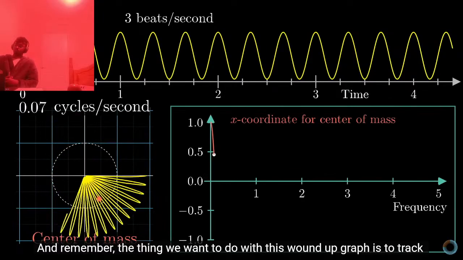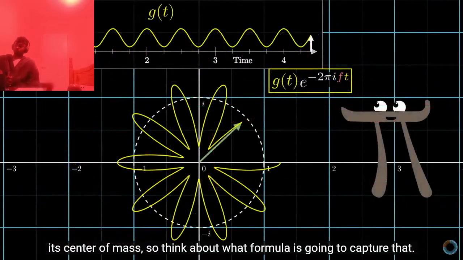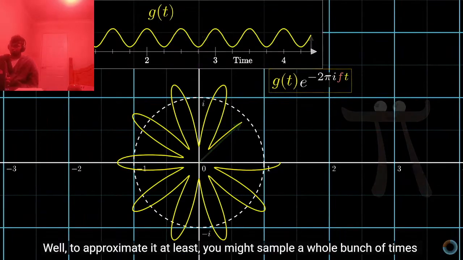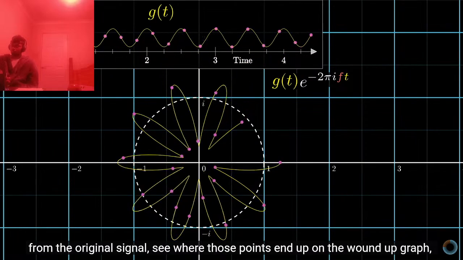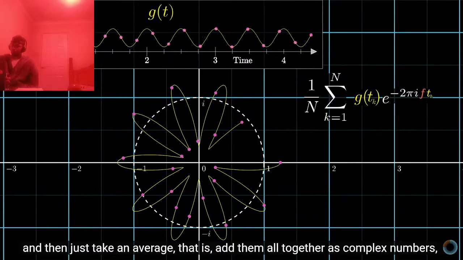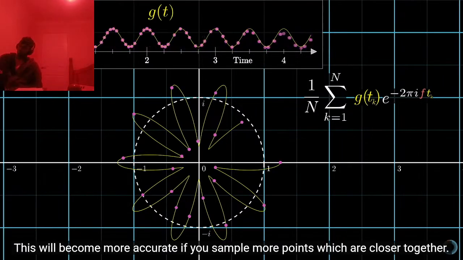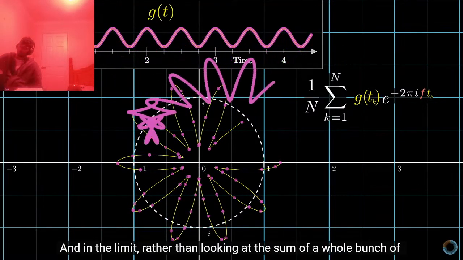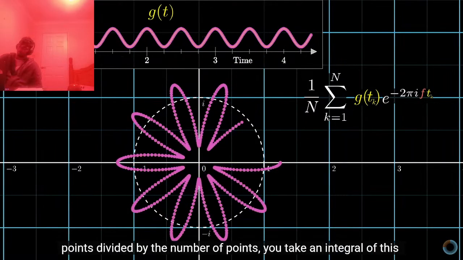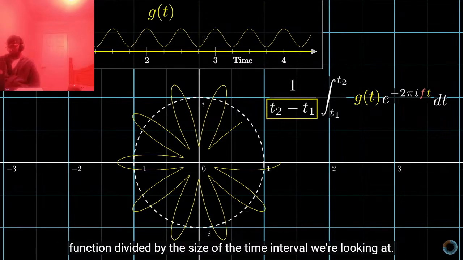And remember, the thing we want to do with this wound-up graph is to track its center of mass. So think about what formula is going to capture that. Well, to approximate it at least, you might sample a whole bunch of times from the original signal, see where those points end up on the wound-up graph, and then just take an average. That is, add them all together as complex numbers, and then divide by the number of points that you've sampled. This will become more accurate if you sample more points which are closer together. And in the limit, rather than looking at the sum of a whole bunch of points divided by the number of points, you take an integral of this function divided by the size of the time interval that you're looking at.